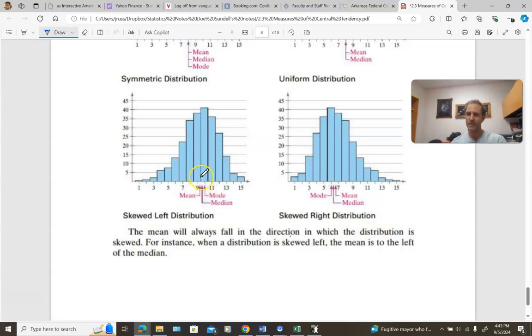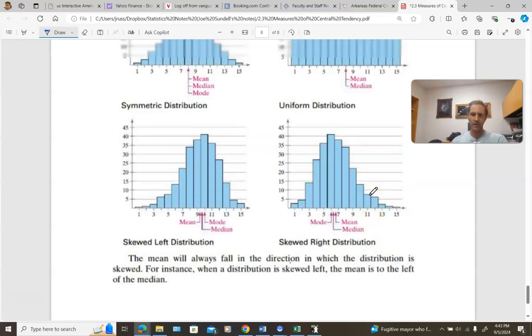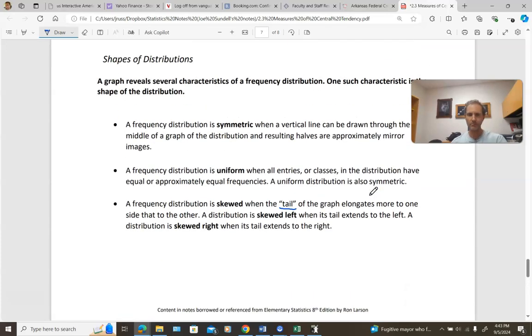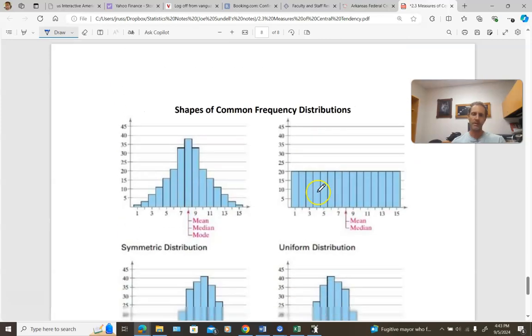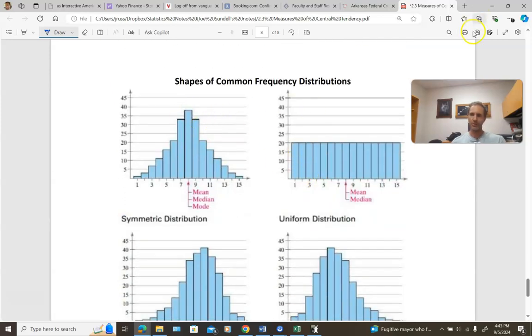But let's contrast this with the next one, in which we have outliers to the right. So we have a right-tailed distribution, and that pulls the mean over to the right. Every data set is going to be distributed differently, and these are some of the most common distributions that we'll see throughout this course.